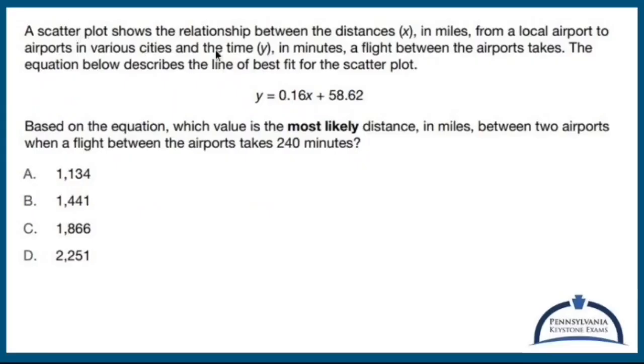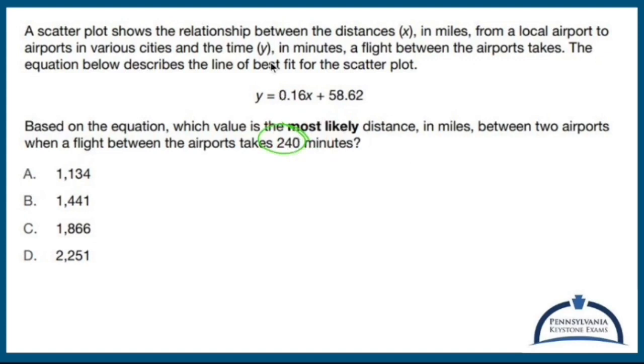A scatter plot shows the relationship between the distance x in miles from a local airport to airports in various cities and the time y in minutes a flight between the airports takes. The equation below describes the line of best fit. Based on the equation, which value is the most likely distance in miles between two airports when a flight between the airports takes 240 minutes?